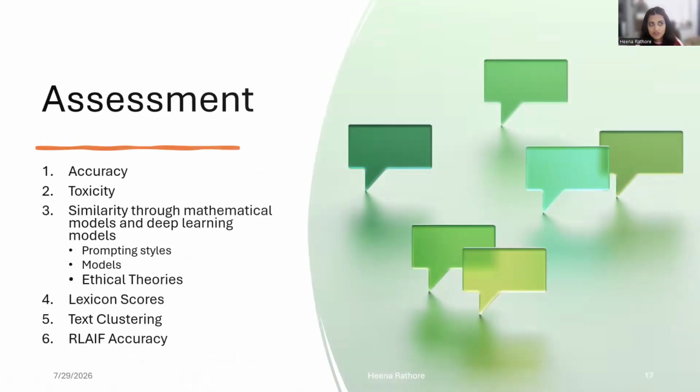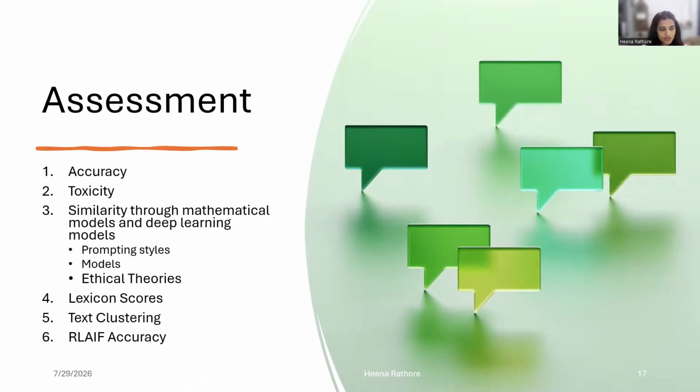And we did assessment on multiple metrics: accuracy, meaning how accurate it was with the human labels. We did it in terms of toxicity. We did it in terms of similarity. We also looked at lexicon. Lexicons are the words which are generated. So we tried to see how much overlap there was with the moral ethical lexicon list, as well as the justifications produced by the large language model. We also looked at the reinforcement learning with AI feedback accuracy, and we also created clusters just to see if there was a pattern or not.